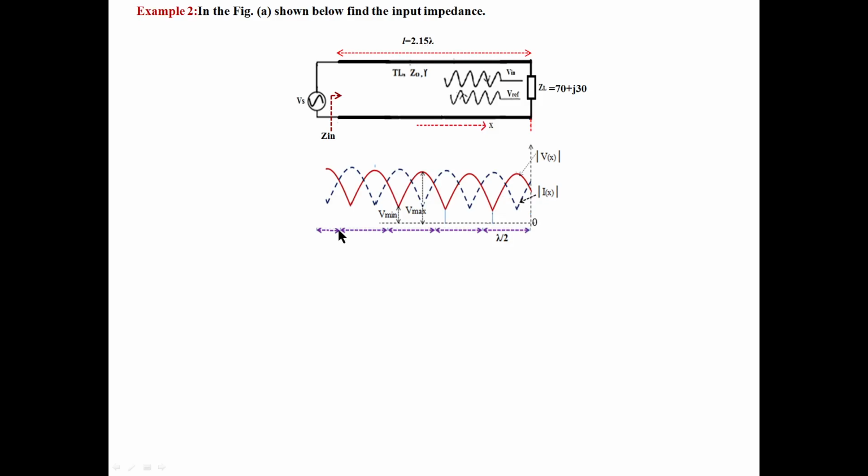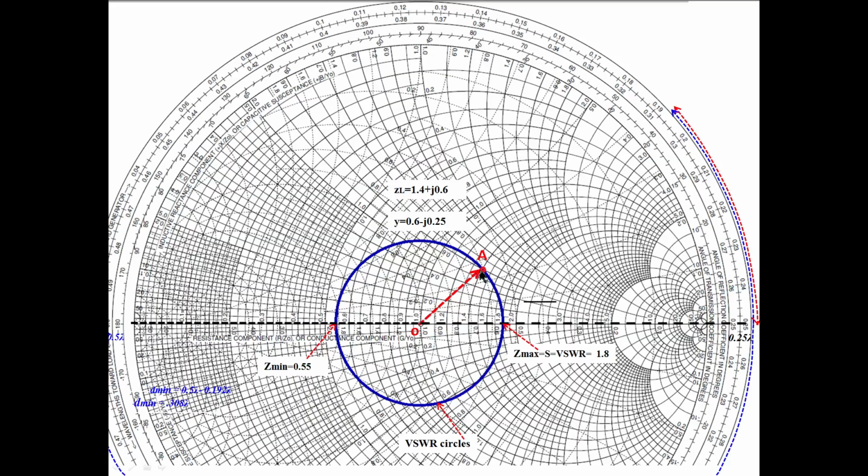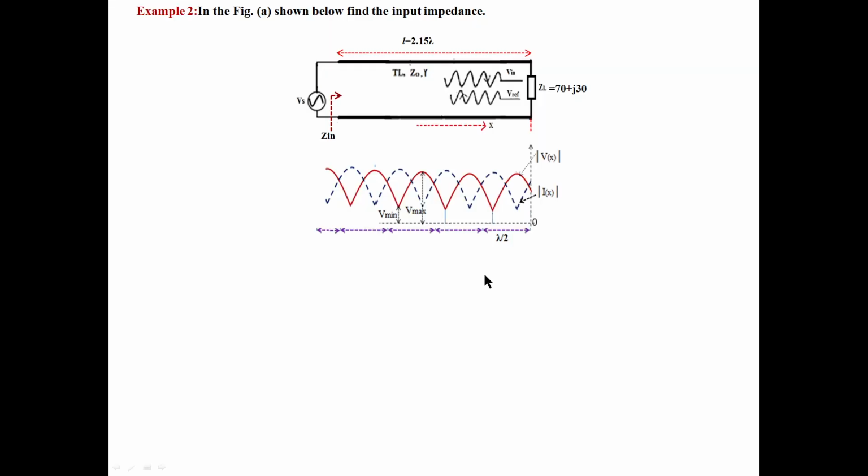For example, the length of the line is 2 lambda. How many times do we have to move over this circle? This is 1, lambda by 2. If you move a second time, that is lambda. If you move a third time, that is 1.5 lambda. If you move a fourth time, we will be coming to this point. That is 2 lambda. So 4 times you should rotate over this.